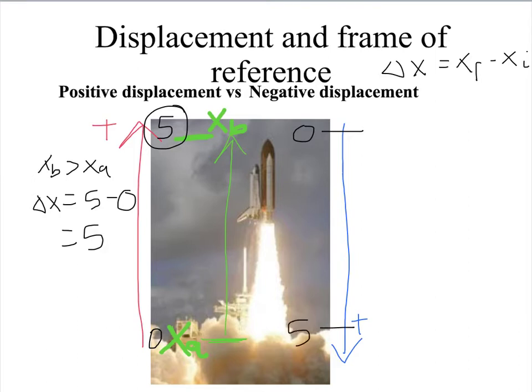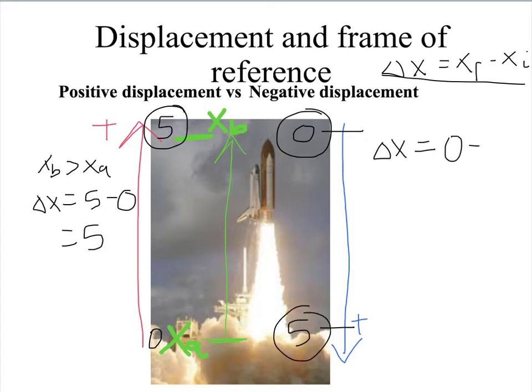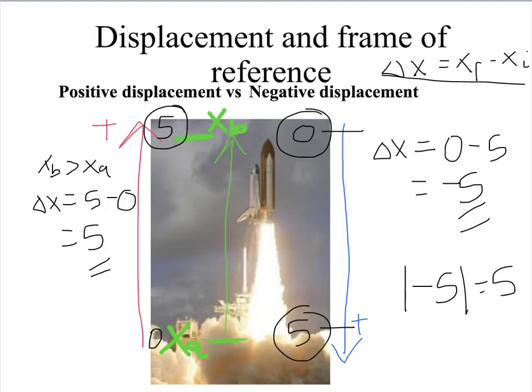So on this side, okay, we still have our equation, delta x equals x final minus x initial, okay? But now delta x will be equal to the final position of 0 minus the initial position of 5. And with that, we get that it's a negative 5. In either way, you notice the total distance traveled without direction is 5, right? We could say it as the absolute value is 5. So it still traveled the same distance, but with displacement, direction matters, okay?